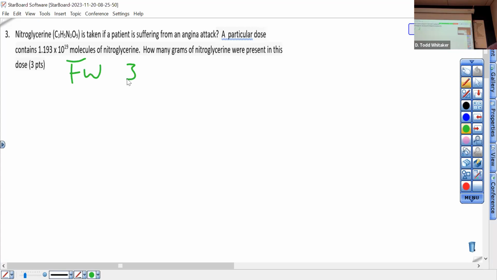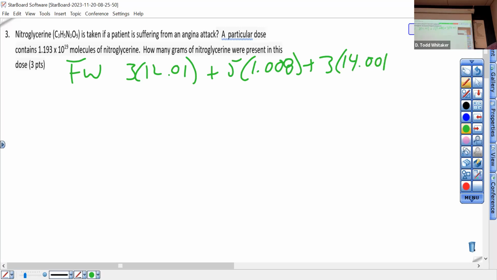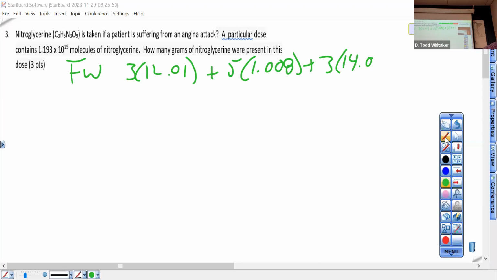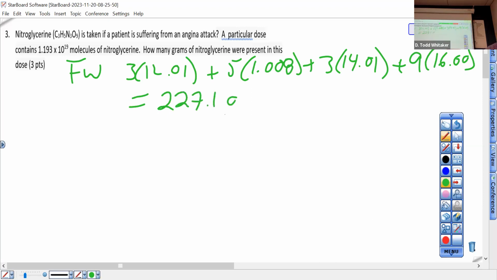You know you're going to have carbon because he told you it's a drug. And you have 5, 1.008. And we had 3 times 14.01. Not 14.001, 14.01, right on the periodic table. I just got to read it. And 9 times 16. You got 227? I love it. It's not a hard question, is it?